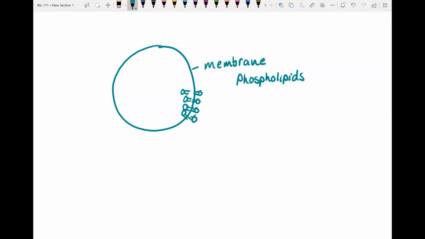And this goes all the way around. And occasionally in here you have some proteins thrown in. Well, one of the important functions of the cell membrane is it controls the movement of substances in and out of the cell.